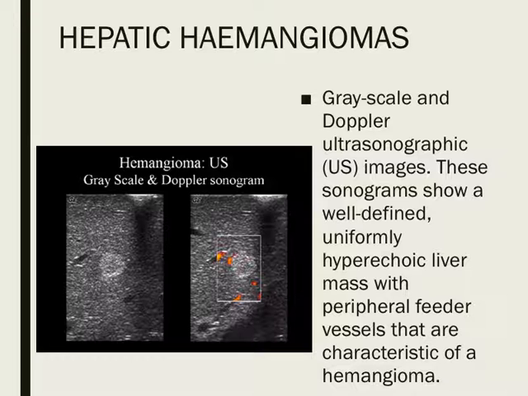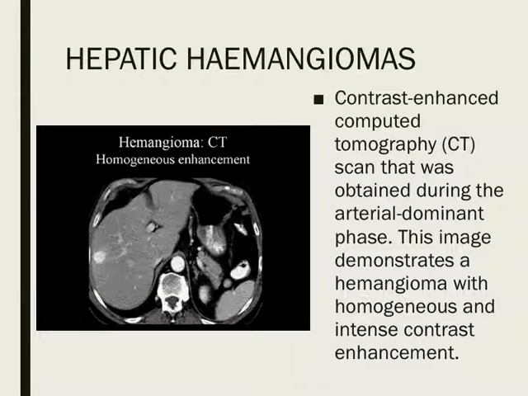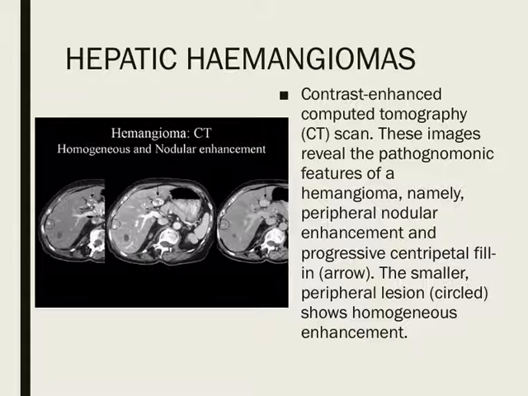So these two images are ultrasound images, grayscale and Doppler. You see this well-defined small hyperechoic lesion. And then when you put color on it, you see peripheral flow within it, characteristic for hemangioma. That's a CT scan also showing a focal small lesion in the liver, also suggestive of hemangioma.